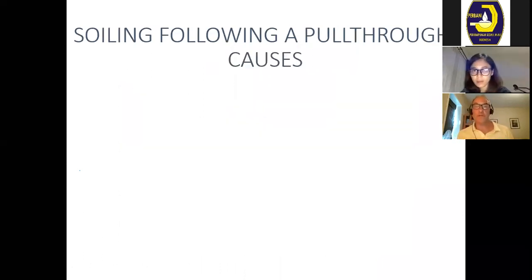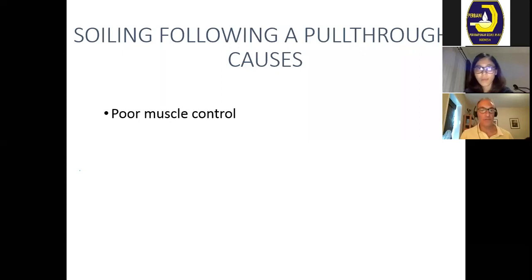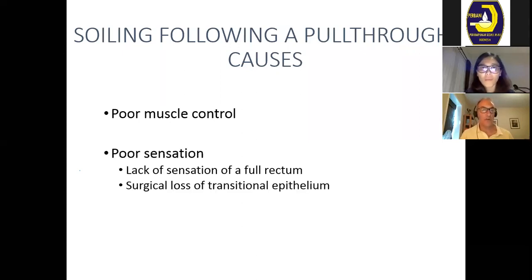Again, it's important to understand what the cause of the soiling is before you are able to treat it. And there are 3 main causes for soiling. The first is that there's a problem with the muscles. The second is that there's a problem with sensation, because you need normal muscles for normal continence and you need normal sensation. And sensation can really be 2 different types of sensation.